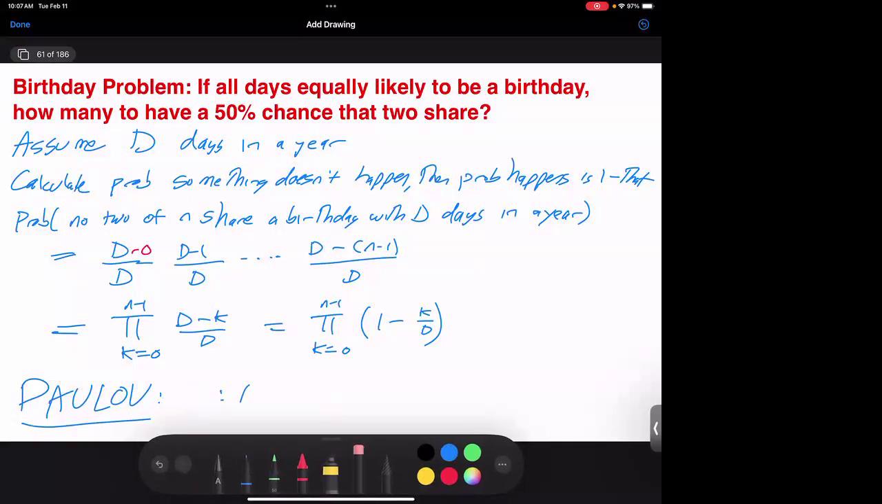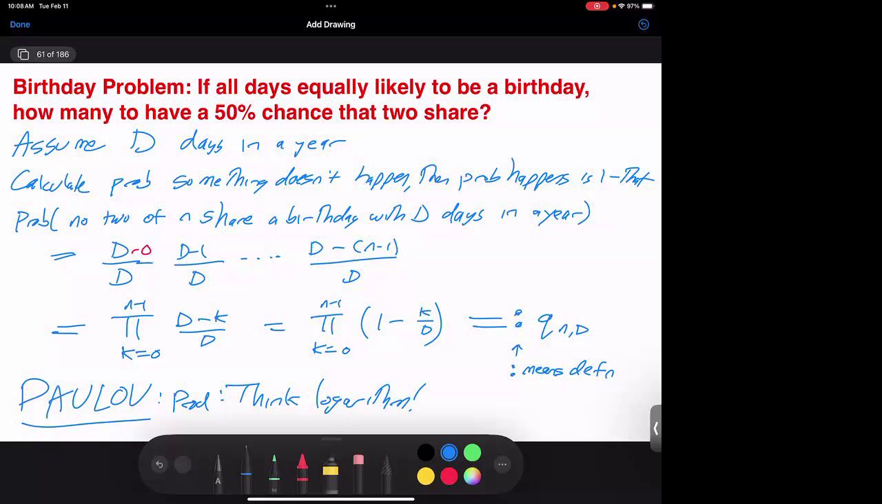So, product, think logarithm. And so I'm going to define this probability to be Q sub n, and I'll put a capital D to remind myself that this is with D days in the year. Okay, the colon means it's a definition. So this is nice math notation. The colon just means definition.